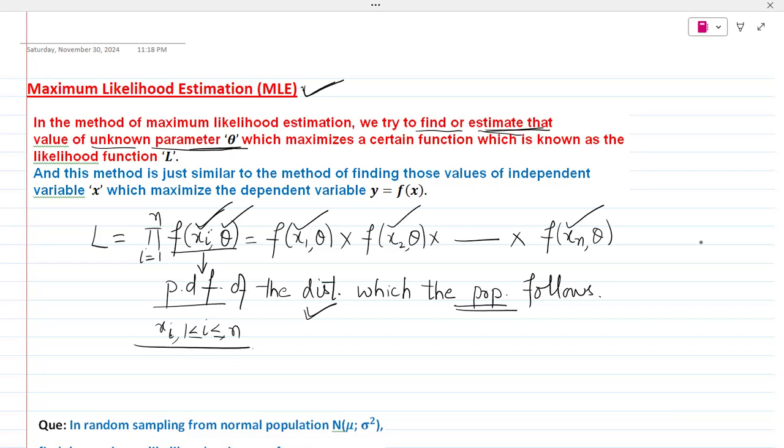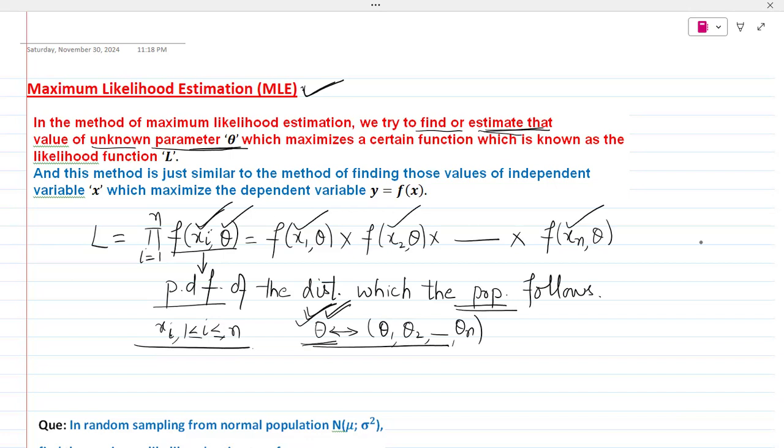This theta may have a single component, but it may also have more than one component. For example, it may have theta 1, theta 2, going on up to theta n, meaning it may have n components. If theta has only one component, we call it a scalar valued parameter. And if theta has multiple components, we call it a vector valued parameter.